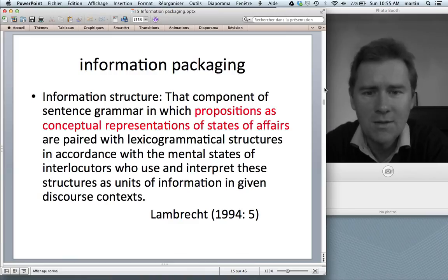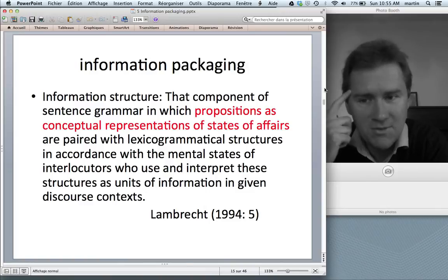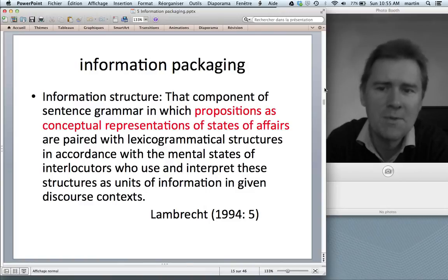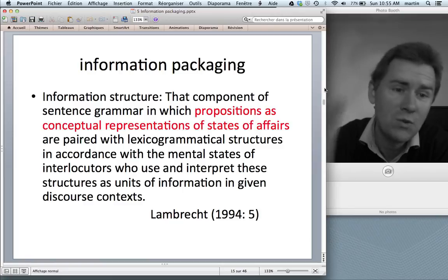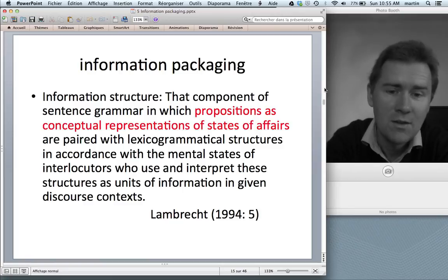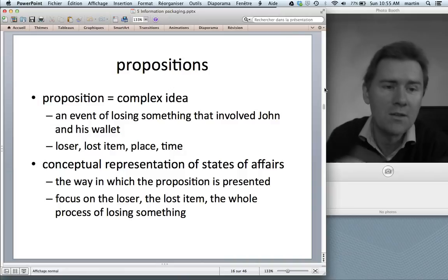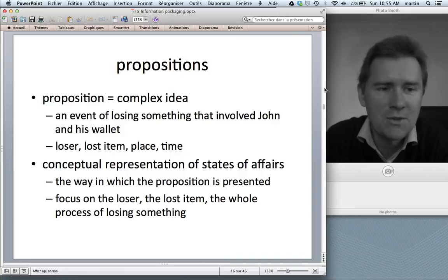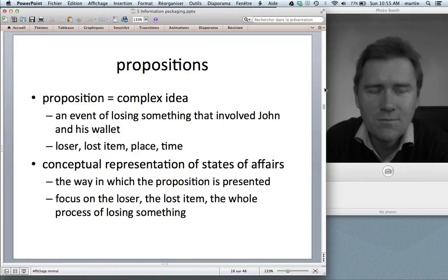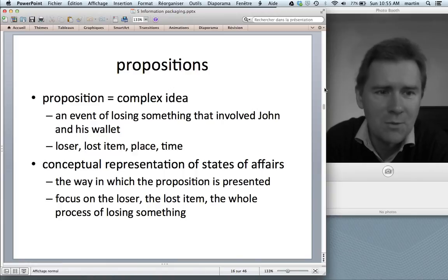The second part of this definition that is important is this one here, propositions as conceptual representations of states of affairs. There are actually two parts to this, so let's deal with propositions first. What are propositions? Well, there's of course a technical definition of proposition from the philosophical literature. Philosophy of language, I think. Maybe I'm wrong.